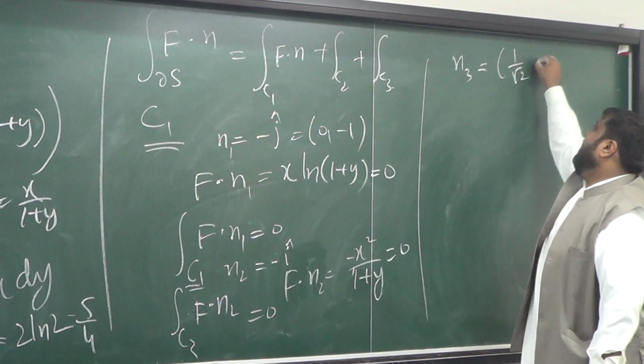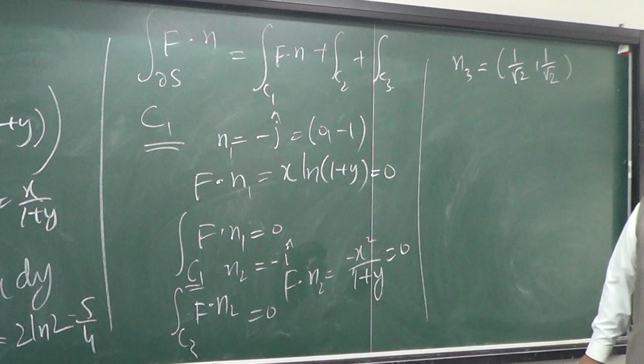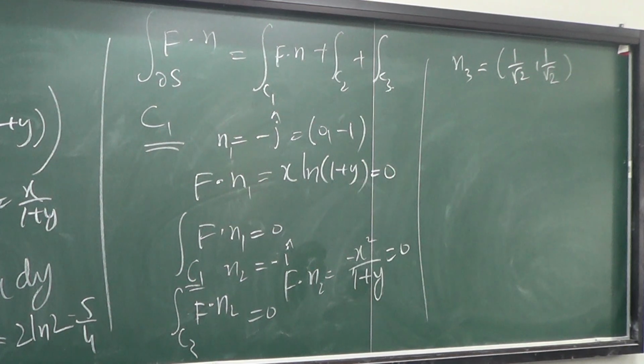1 over square root of half and 1 over square root of half. Okay. Even there is a general recipe. We're not getting into the proof of it.